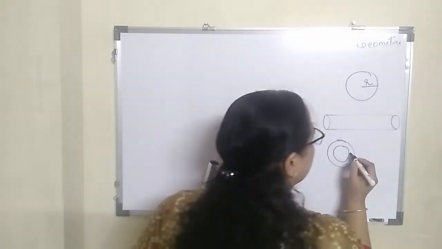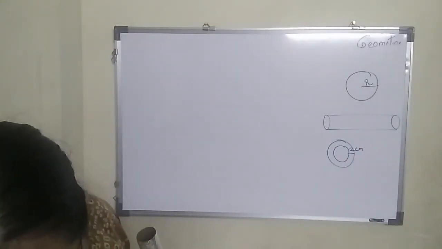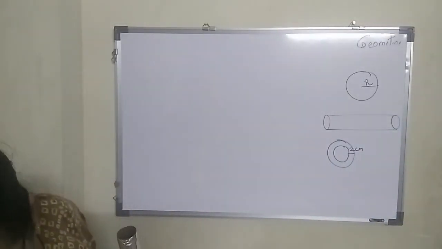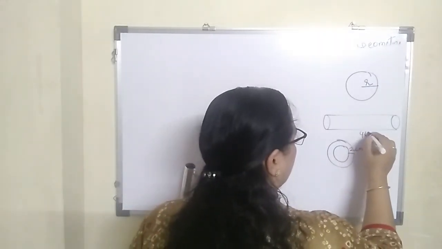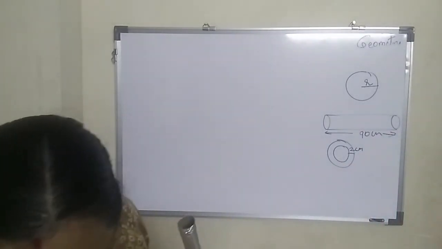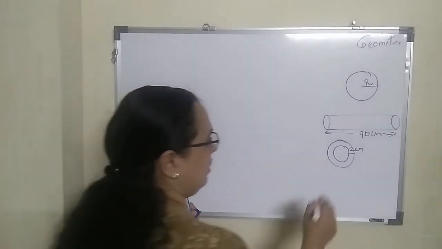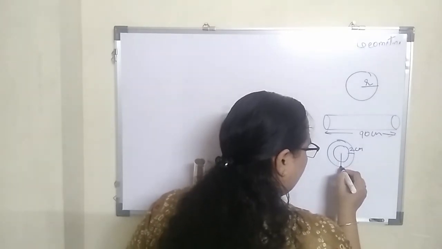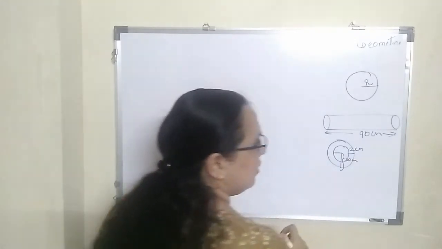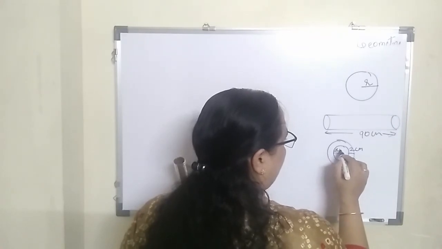The thickness is 2 centimeter. Then the length means this length is how much? 90 centimeter. Okay, from here till here. Further, and outer radius is 30 centimeter. That means from here to here it is 30 centimeter. So what is the inner radius? Yes, very good. 30 minus 2 giving you 28 centimeter.